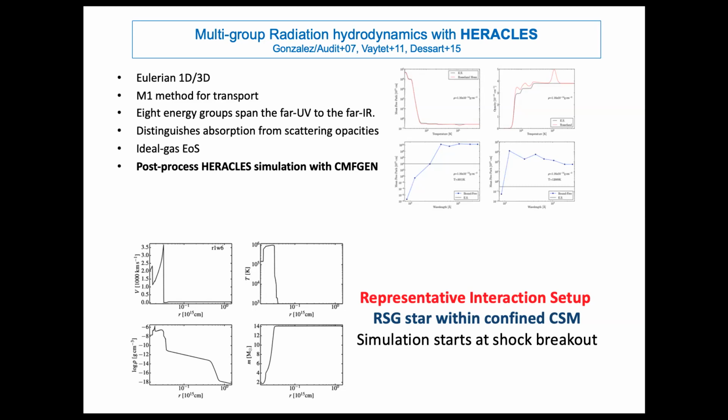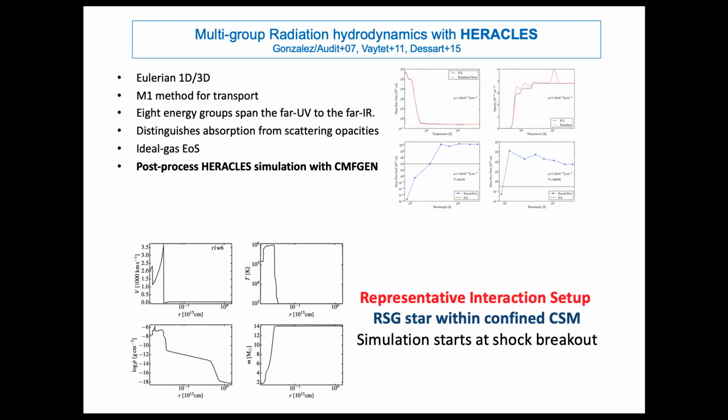Here, the temperature that is left behind in your structure is a direct reflection of what happened in the dynamics, what the shock has done. So for this, we have this partnership between Heracles, which is code that was written by Gonzalez, Audit, CEA, and we basically combine the assets from that code and those from CMFGen. What we do is the radiation hydrodynamics of the interaction simulation with Heracles, and then we post-process with CMFGen. We basically use the density structure and the temperature structure. We fix the temperature when we do the simulations in CMFGen.